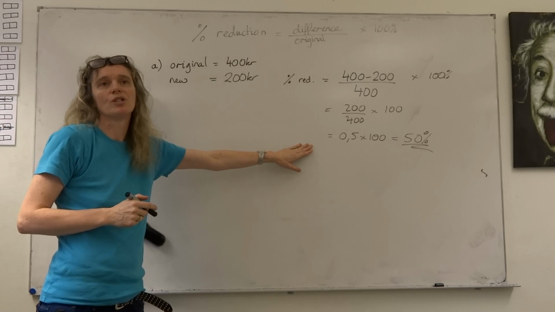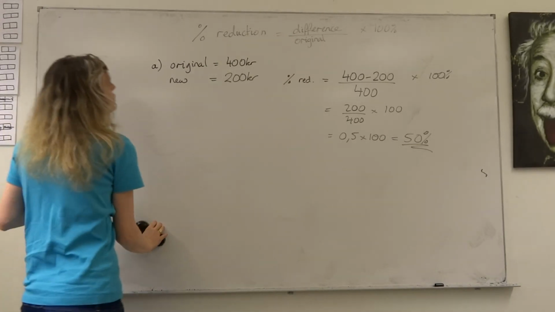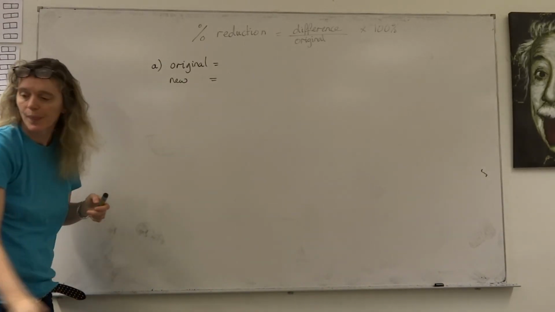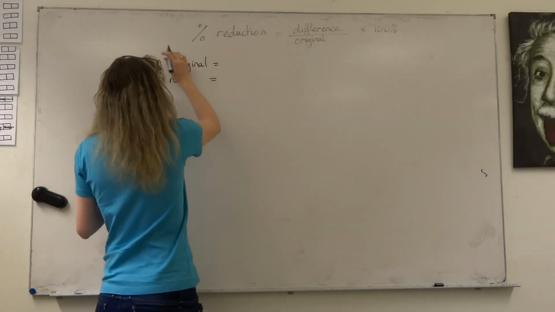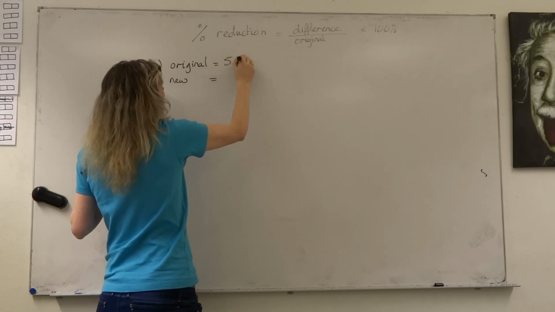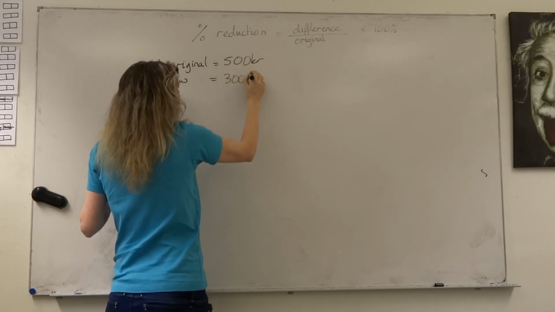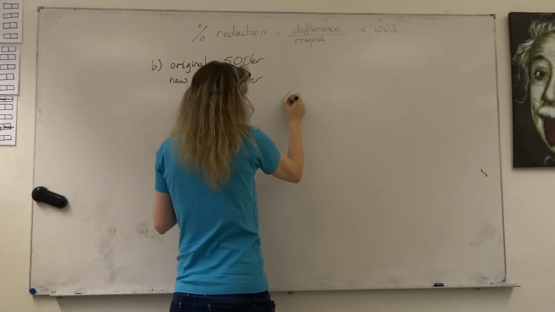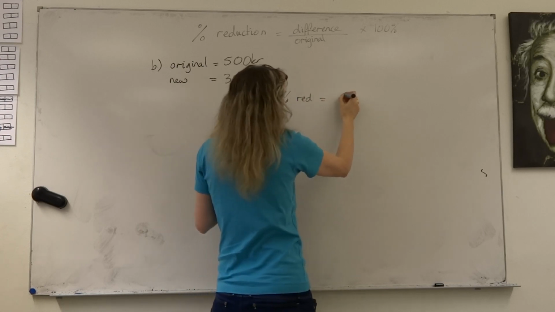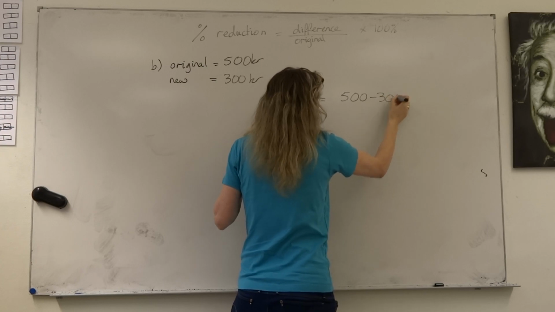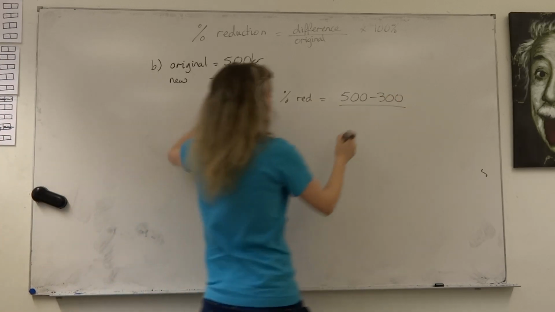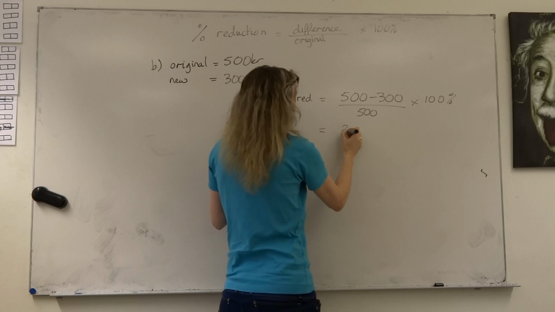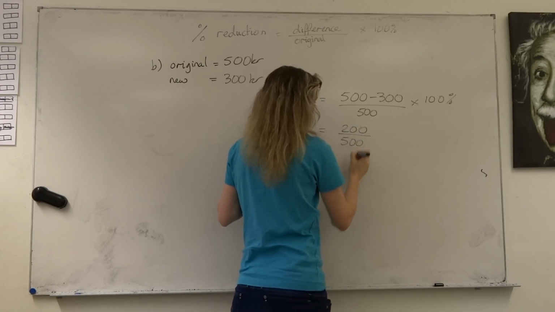We can see that really from the question. But we're just using the formula anyway to show that we're super smart and we know how to use the formula as well as just being able to see the answer. Got to show our working out. For B, the original price was 500 kronas. And the new price was 300 kronas. So what's the percentage reduction now? Same formula. Percentage reduction is the difference in price, 500 minus 300, divided by the original price, which was 500, times 100%, to take it into percent. So we get 200 over 500.